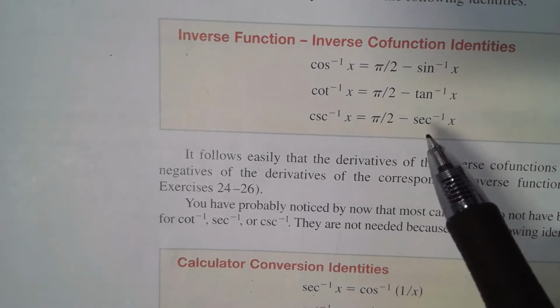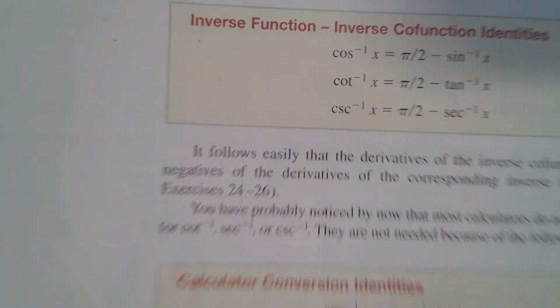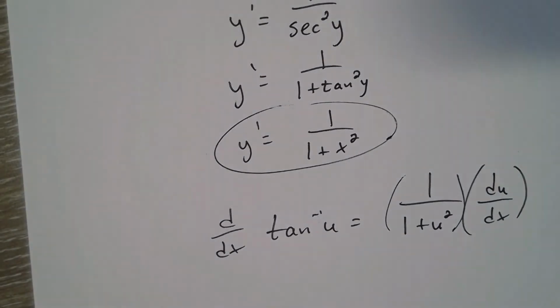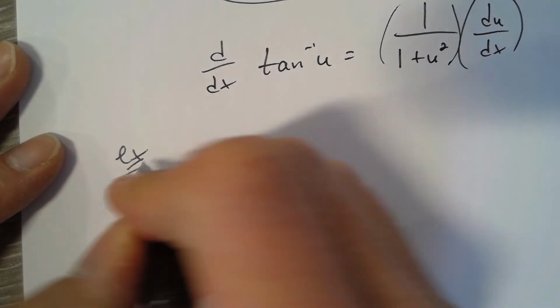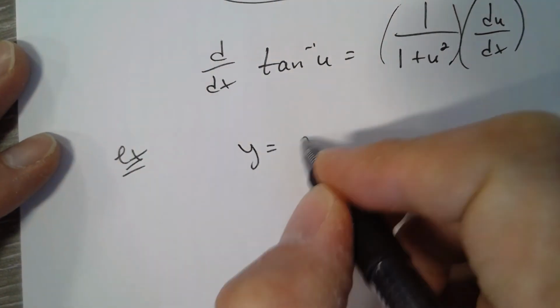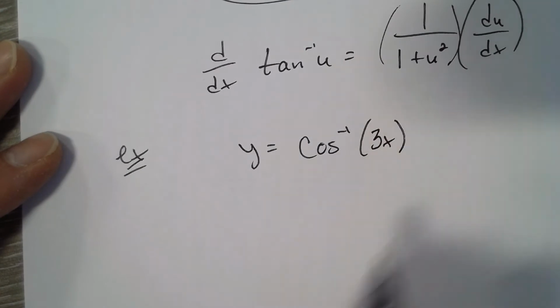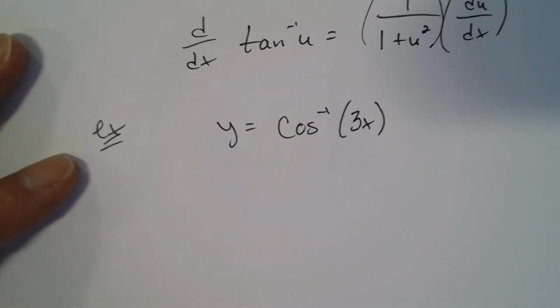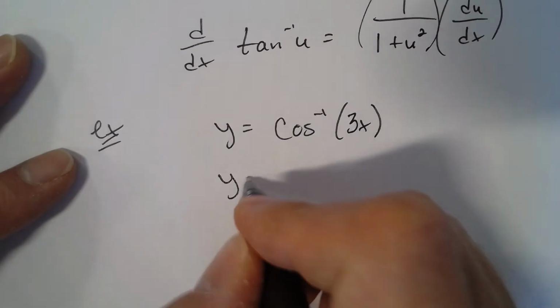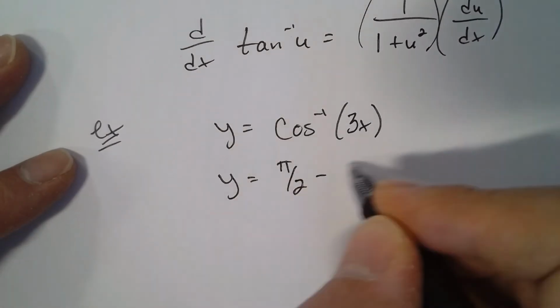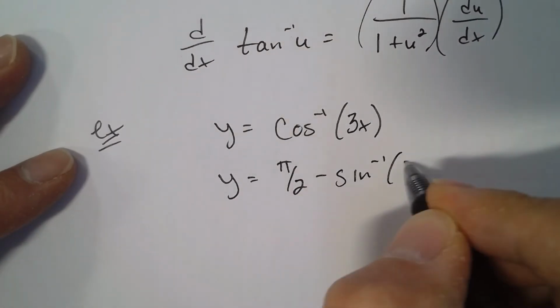That's how they're related. So what we can do is, if we wanted to find, as an example, the derivative of inverse cosine of, we'll just say 3x, we could rewrite that as pi over 2 minus the inverse sine of 3x.